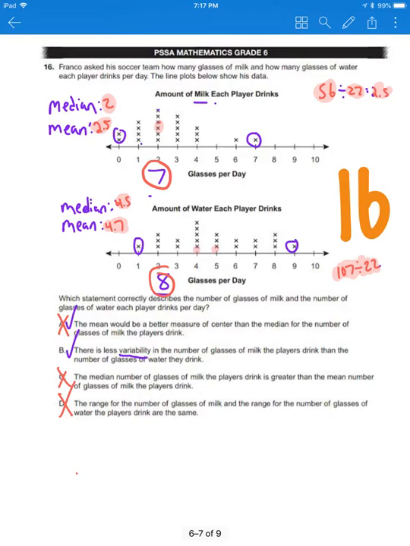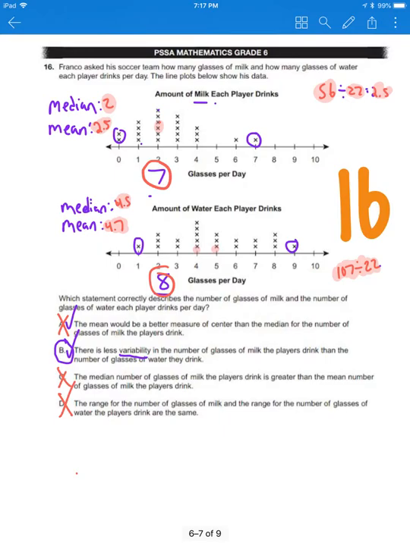There is less variability in the number of glasses of milk the players drink than the number of glasses of water. So variability, let's look at them here. You see how with the milk, it almost looks pretty much the same. They're mostly right around here, except for these two over here. When you look at water, they're kind of all over the place. There's here, and then up, and down, and up, and down, and up. And this is a lot of variability. There's a lot of change going on. So there is less variability in the number of glasses of milk that they drink. So the correct answer for this one is B. But that one is a tough question.